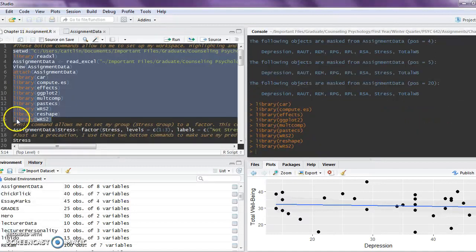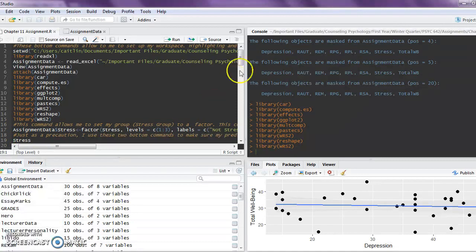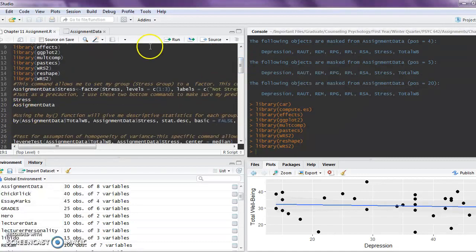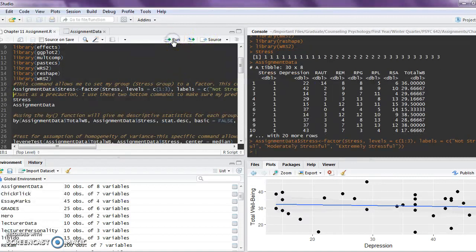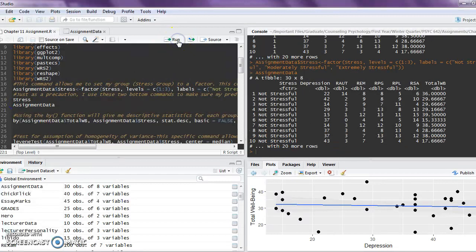Yep. I already ran this command, so now, just as a precaution to make sure that R did what I told it to do, we're going to run these, and it did not. So we're going to run it again, and now we're going to check it. There we go.